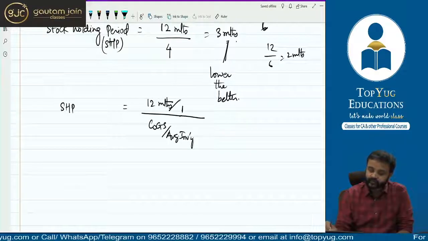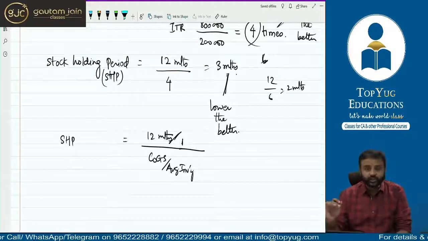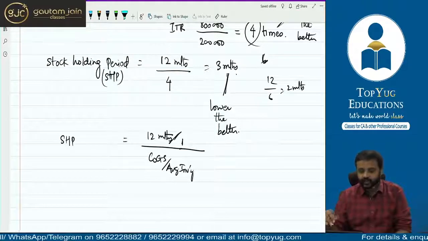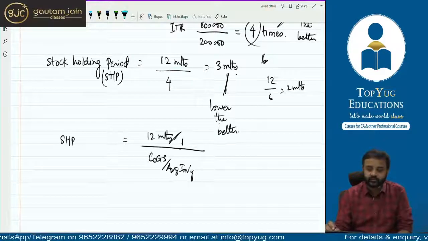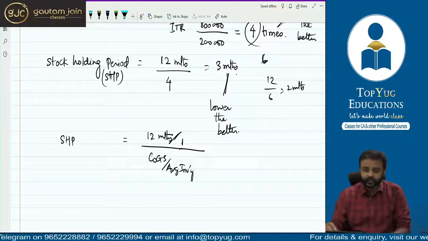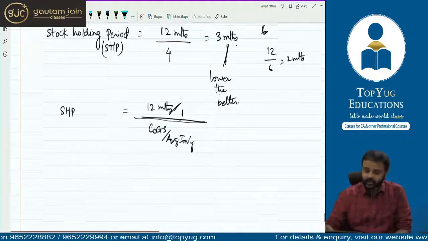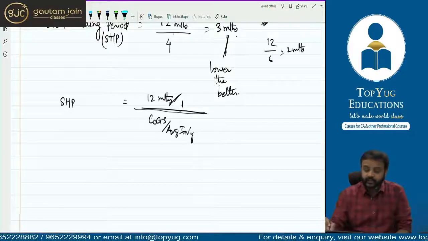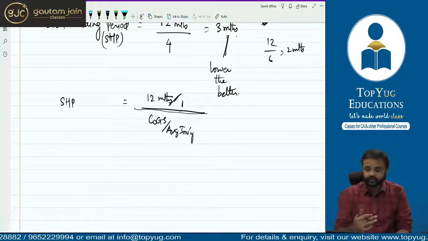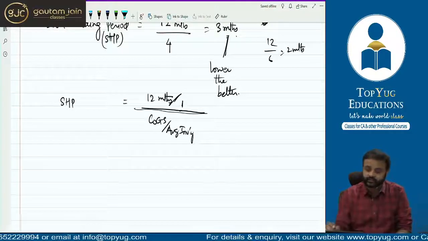And let me put it this way, 12 months by 1. Stock holding period, I said 12 months, the total number of months in a year, divided by inventory turnover ratio. So I'm writing 12 months as 12 divided by 1. I don't think there should be a problem with that. And then how did we arrive at 4? 4 is nothing but the inventory turnover ratio, which is cost of goods sold by average inventory.